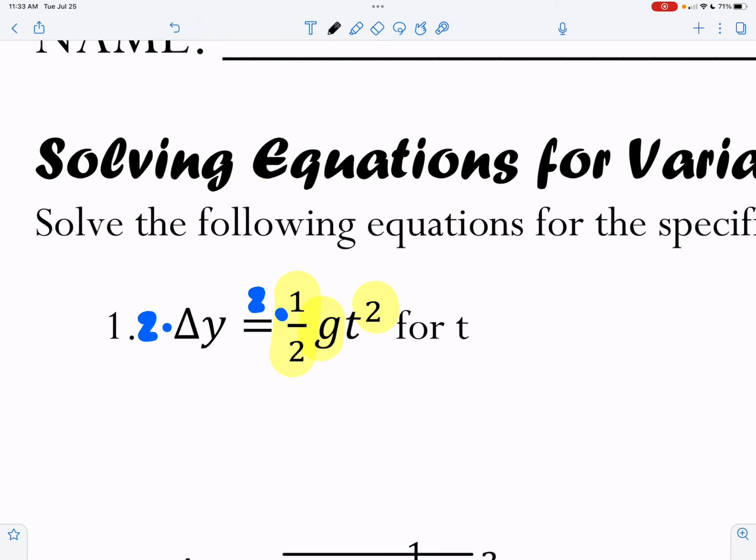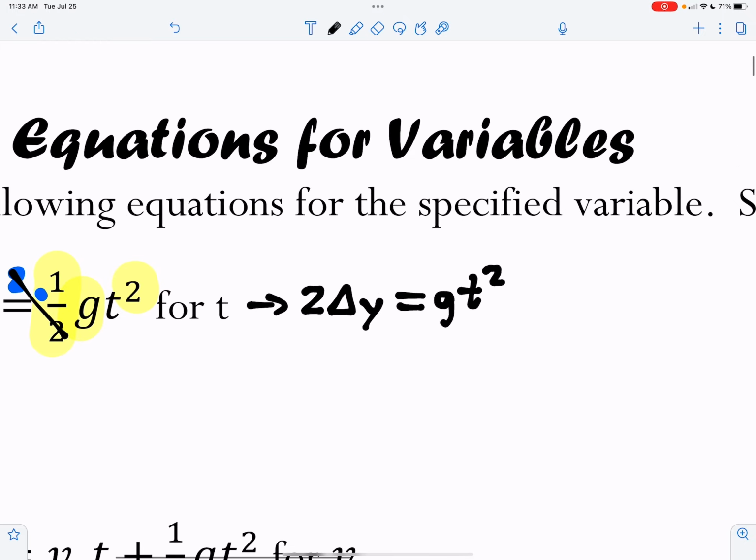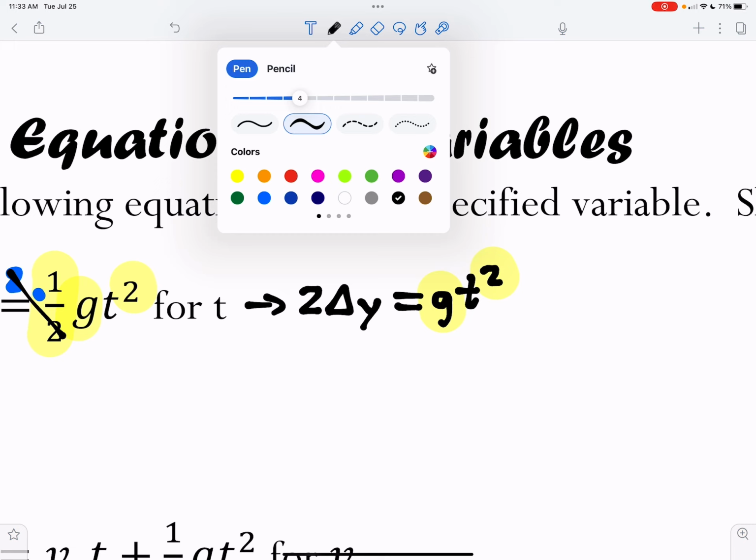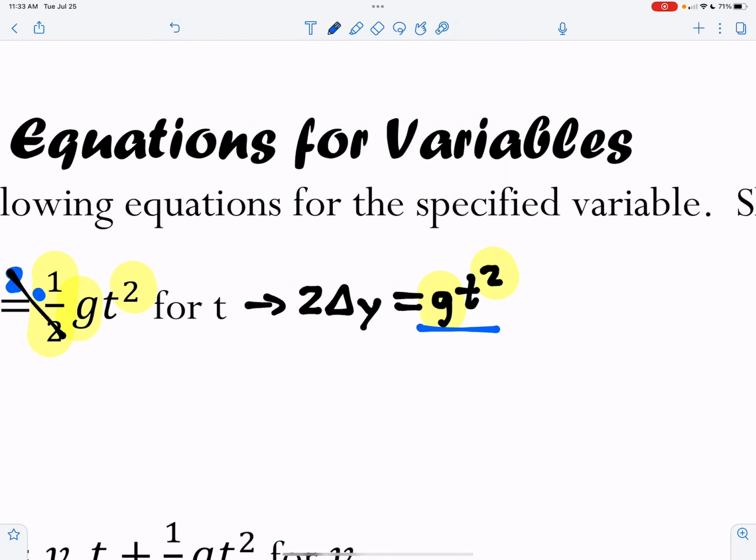When I do that, I'm going to get 2 times delta y, which means the change in y, equals, you notice that cancels, g t squared. Okay, so we're one step farther. Now we have to get rid of g and squared. Let's go ahead and divide away the g, because the opposite of multiplying by g is to divide by g. So you can see the g is going to cancel on the right side.